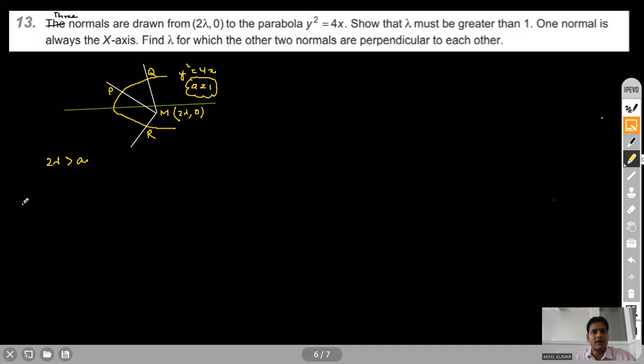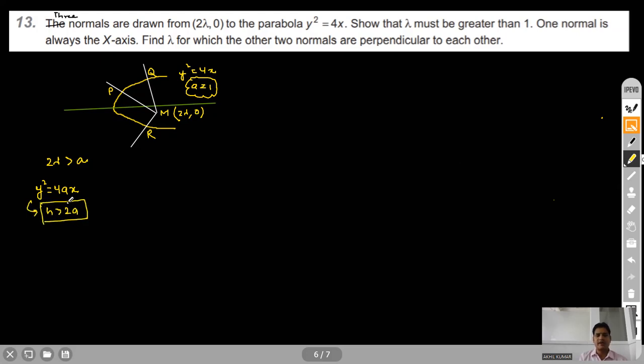Okay. This 2 lambda must be greater than a. Or what is the x coordinate of this point M? H must be, for a standard parabola y square is equal to 4x, and we need to draw three normals from a given point. So this h must be greater than 2a. This is the condition for this parabola.